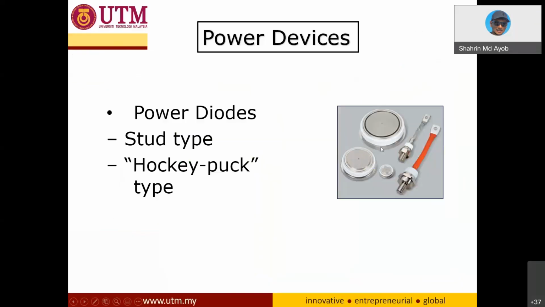So this is the physical structure of the diode. It can be in many shapes. It can be in a stud type like this, the orange one, and also can be in the hockey puck, like an ice hockey puck. And the size depends on the power rating. If the power rating is high, usually the size is much bigger.